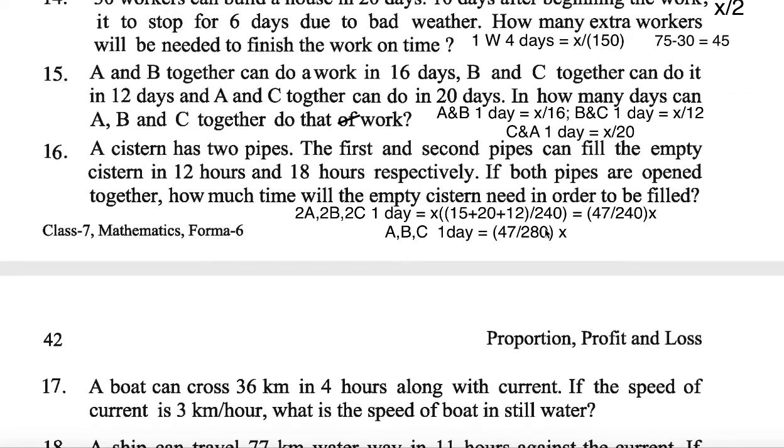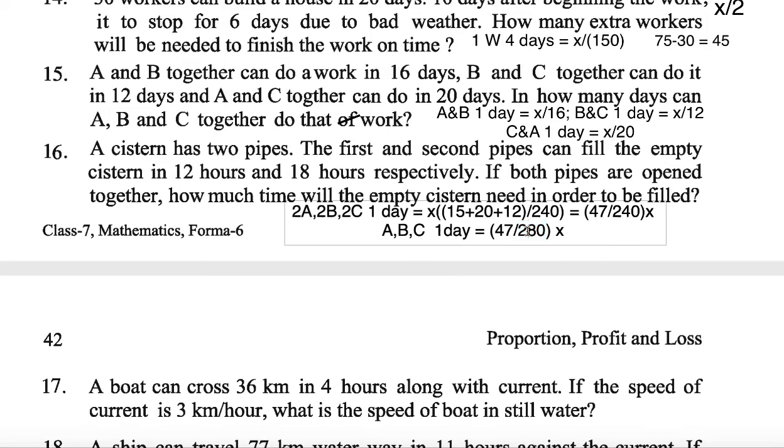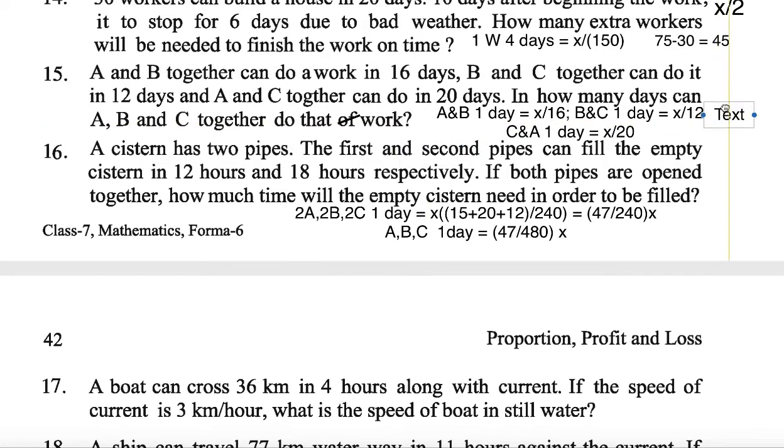Together this is what will happen. This becomes 47 by not 280, this is 480. Then how many number of days they may take if they work together? They have to complete x portion of work. This is what they do in 1 day. So they may need 480 by 47, inverse of this function, these many number of days to work it out. 480 by 47 roughly around 10 point something days. So I will leave that fraction as it is. Okay, 480 by 47 days.